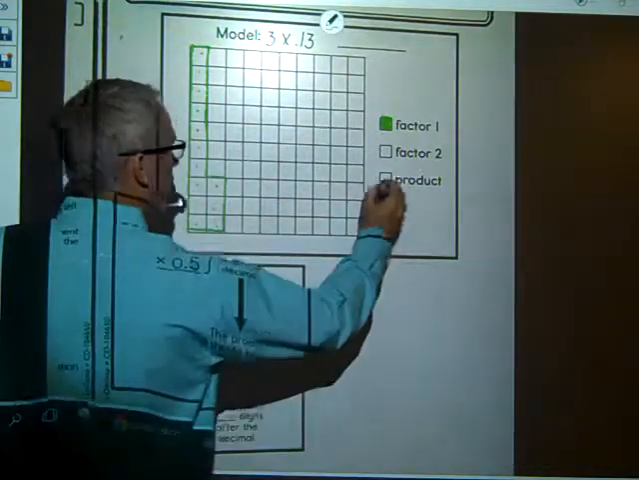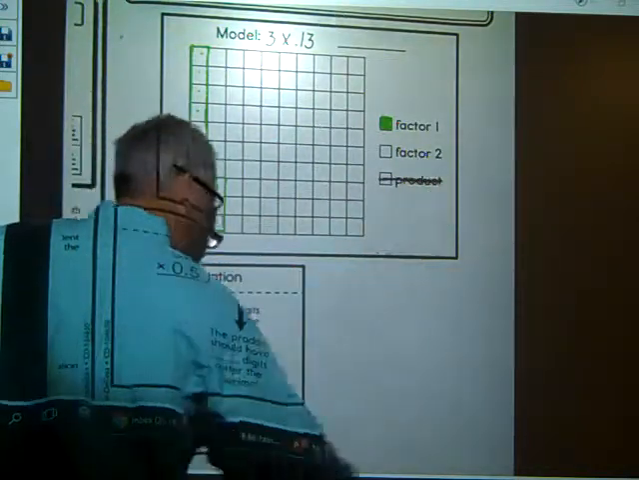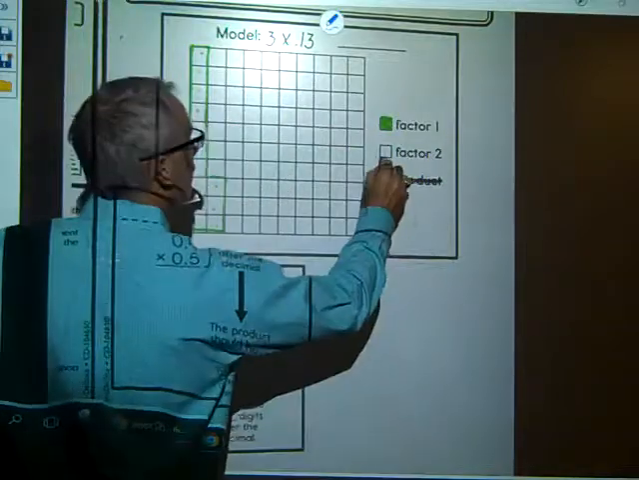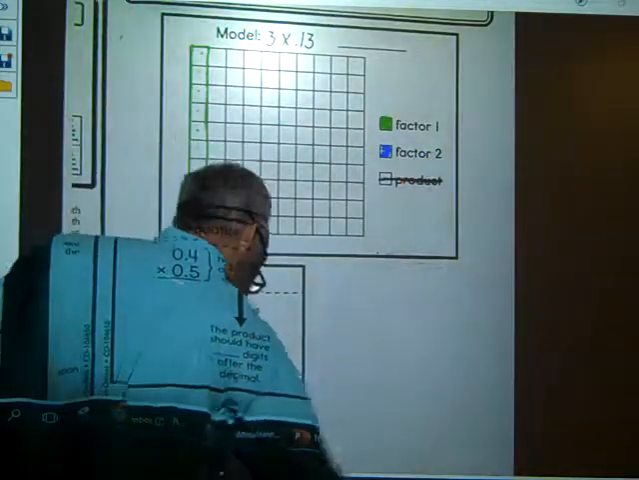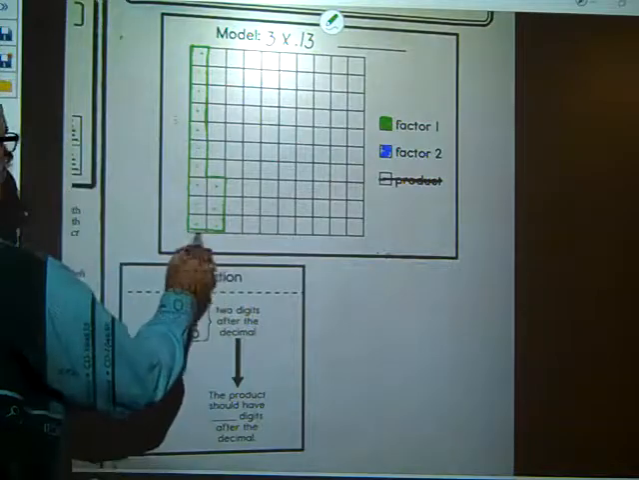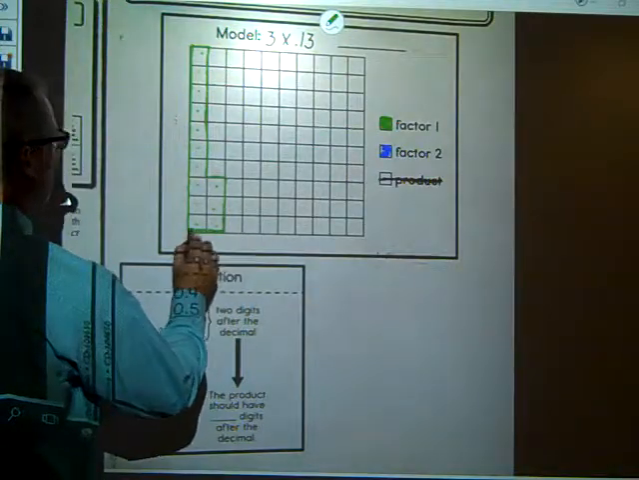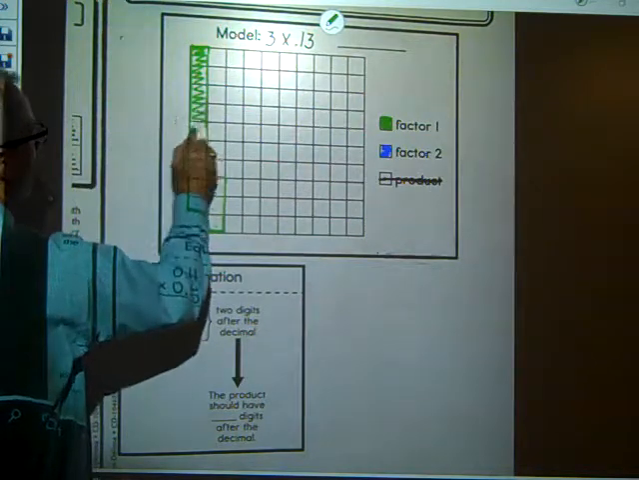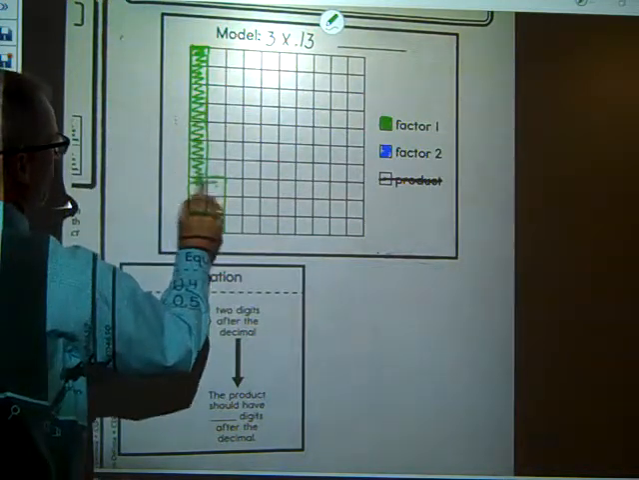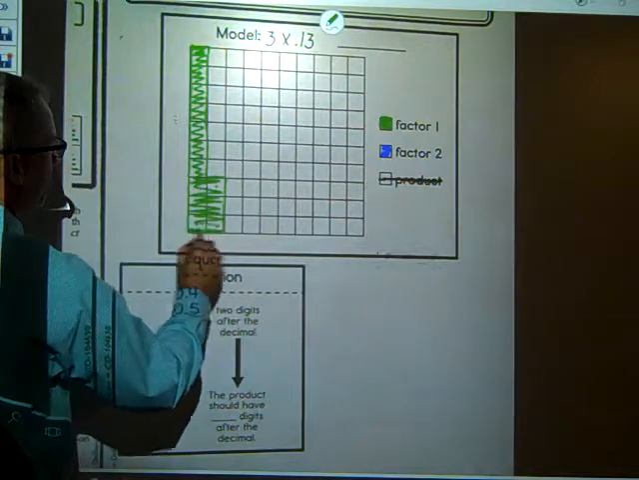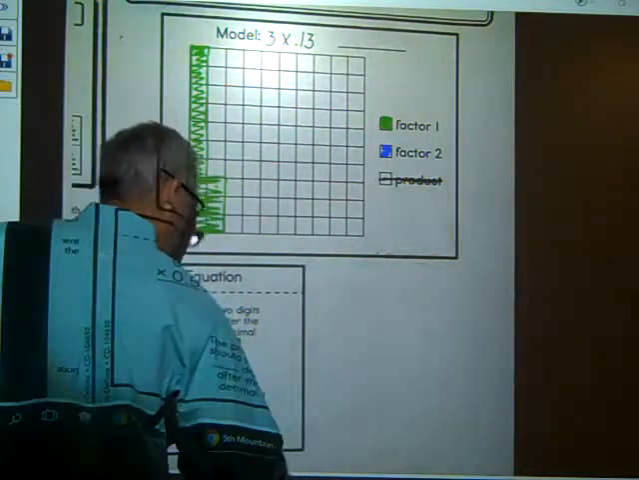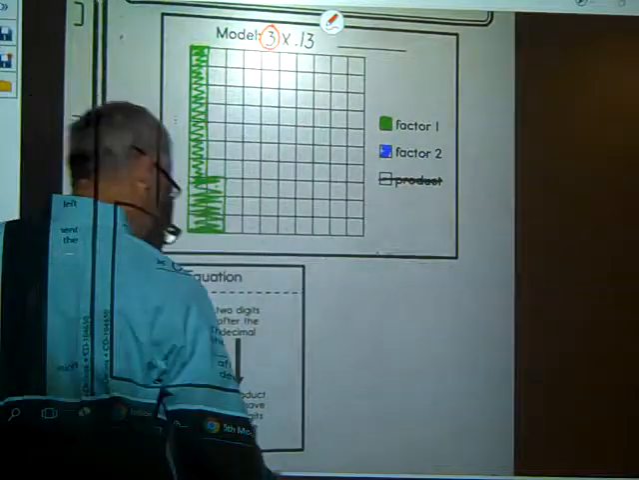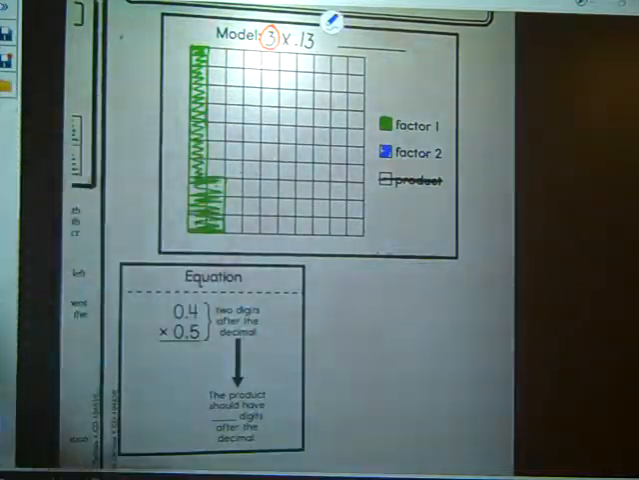This paper has a mistake on it. The 2 colors I'm using are this color and this color. So I will shade in 13 hundredths. So that's one group of 13 hundredths, correct? But in my problem, how many groups do I need? I need 3 groups of 13 hundredths. So now, take your second color, and shade in 13 more.